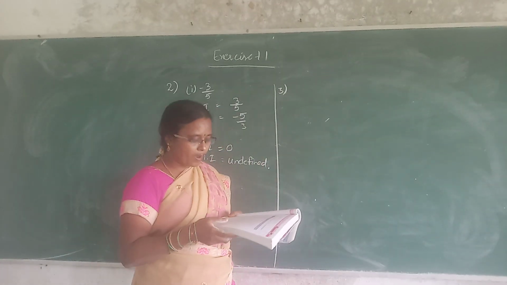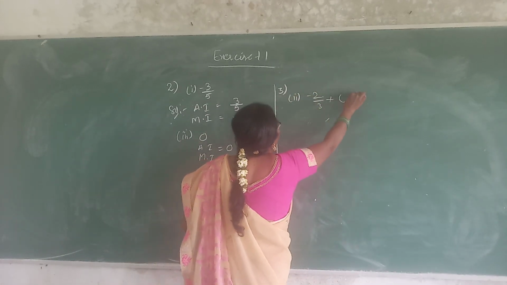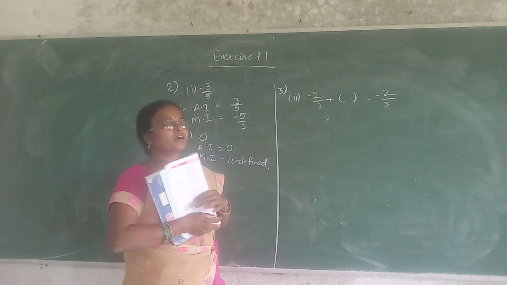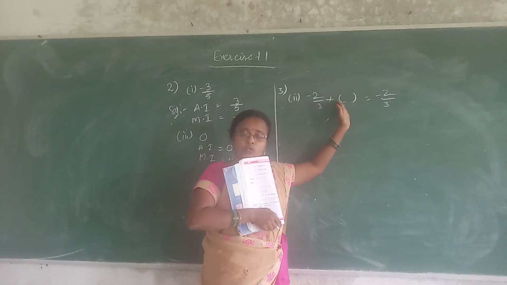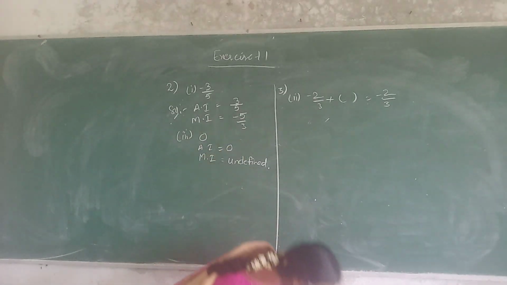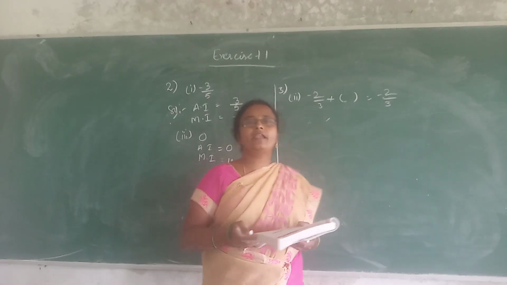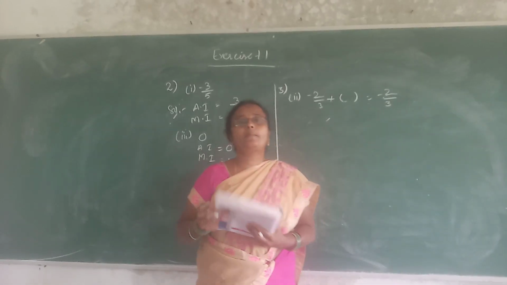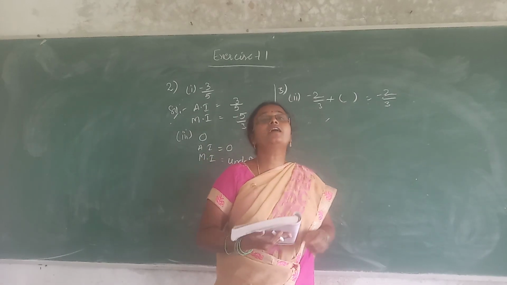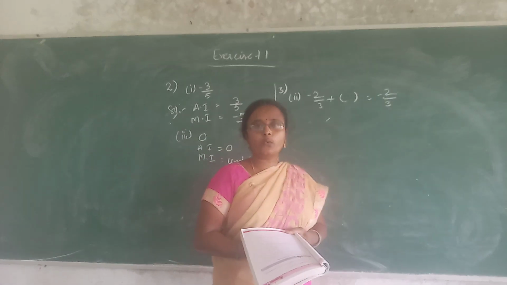Next, for the second problem, minus 2 by 3 plus dash. What should be added here to get minus 2 by 3 again? I think you know very well that it is nothing but 0. If you add 0, we get the same value again. Next, the third one: 1 into dash is equal to 9 by 11. It is a very simple answer. What should be multiplied with 1 to get the same value again? It is nothing but 9 by 11. The answer is 9 by 11 and it is the multiplicative identity.